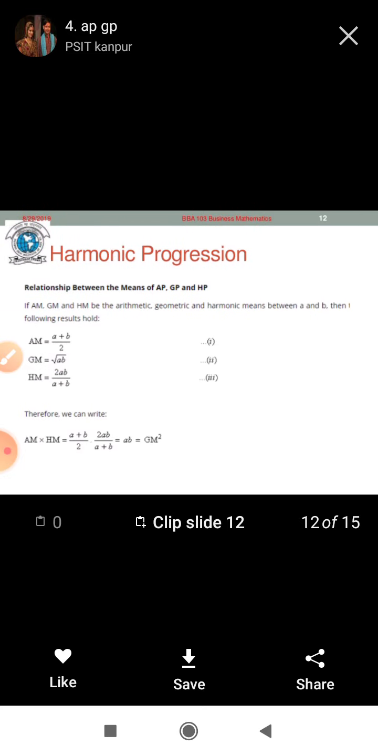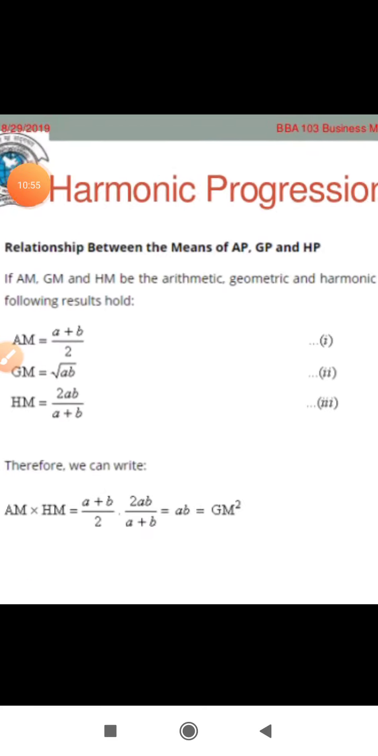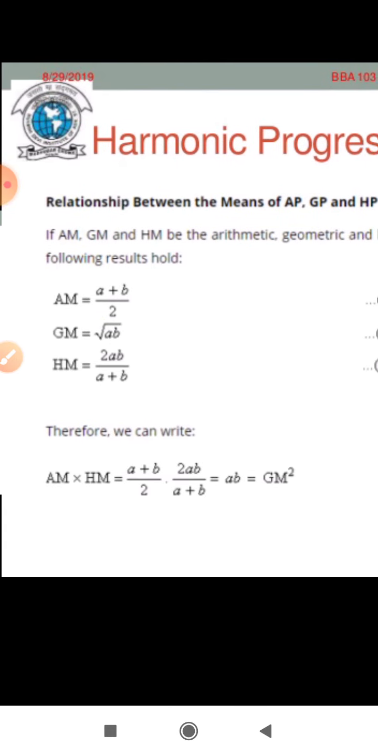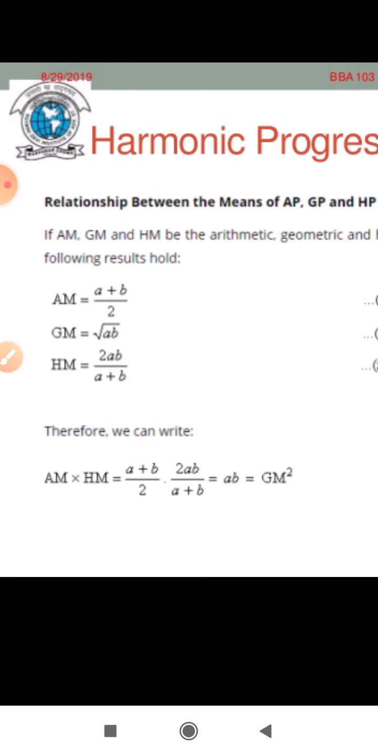harmonic progression. Relation between the means of AP, GP and HP. Suppose AM, GM and HM are the arithmetic mean, geometric mean and harmonic mean. Then the following results hold good. Arithmetic mean AM is equal to A plus B upon 2. Similarly, GM is equal to root AB. HM is equal to 2AB upon A plus B. By multiplying AM into HM, we get A plus B upon 2 into 2AB upon A plus B. After multiplying, it becomes AB, which is nothing but the square of GM.